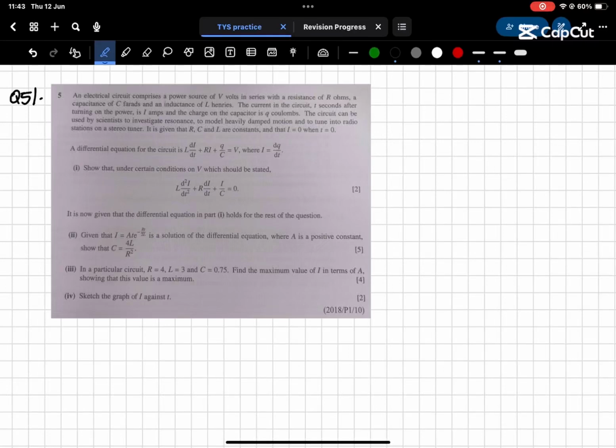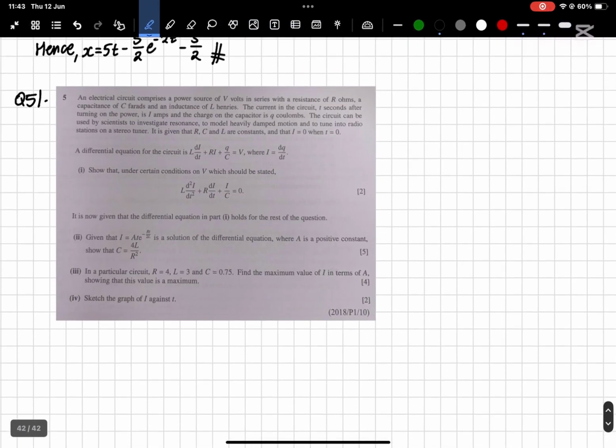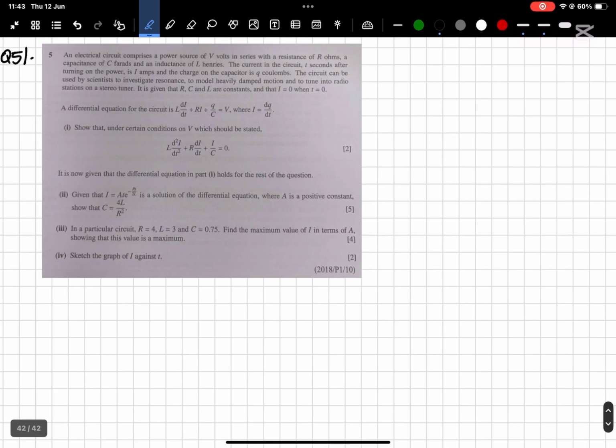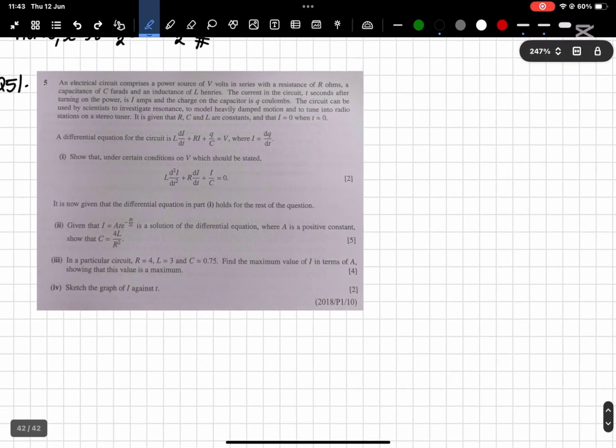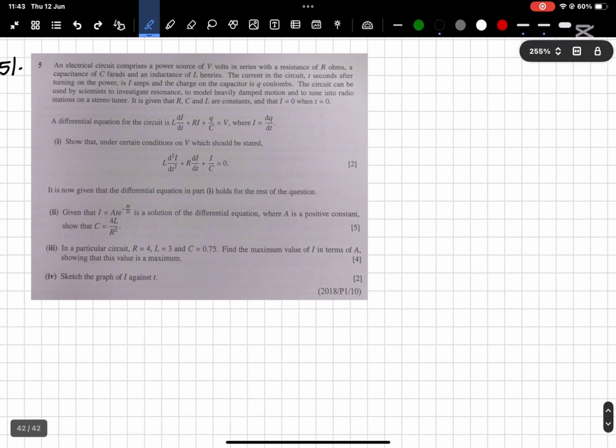Okay, hi guys. Today I'm going to try to explain, or go through with you, this difficult question from 2018 Paper 1 Question 10. It's a lengthy question and it's really on applications of differential equations in real life. It was pretty infamous for being a bit out of some people's league.